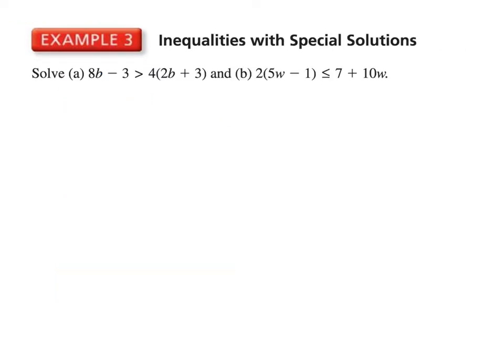All right, moving on to the next example. Solve, let's see, part A. There's quite a bit going on here. First thing I'm going to do is distribute the 4. So I have 8b minus 3 is equal to 8b plus 12. Oops, doing a little something wrong there. An equal sign. It's supposed to be a greater than sign.